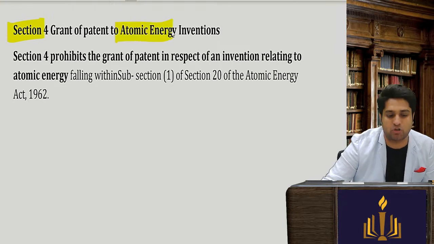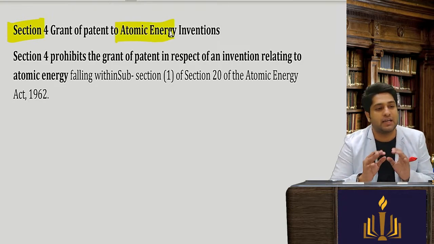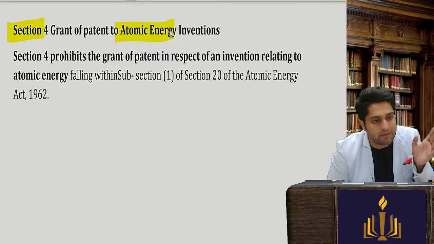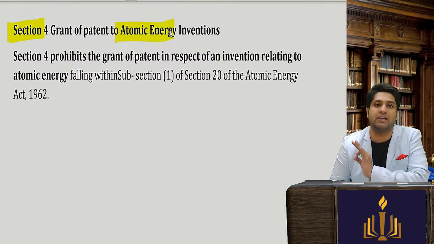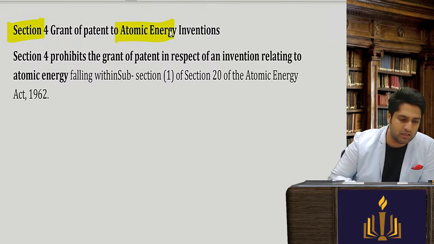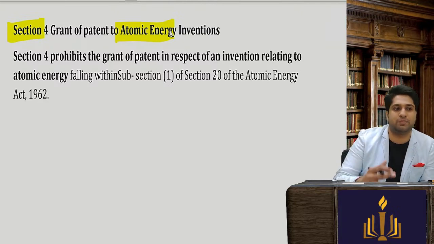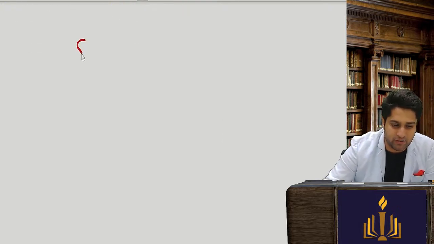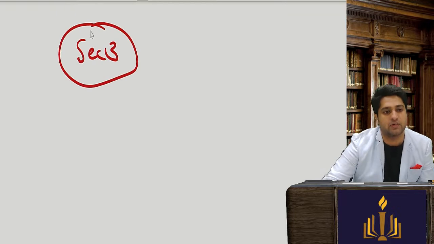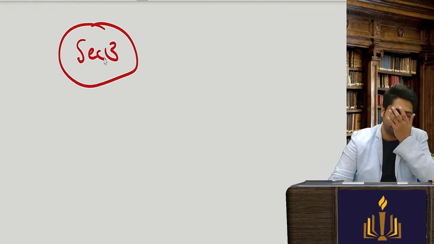Section 4 talks about atomic energy inventions. Clearly, section 4 prohibits the grant of patents for inventions relating to atomic energy. Clear? Section 4 says anything with respect to atomic energy cannot be patented. Now coming to section 3, can you tell me a few points from it? It's a very common question.